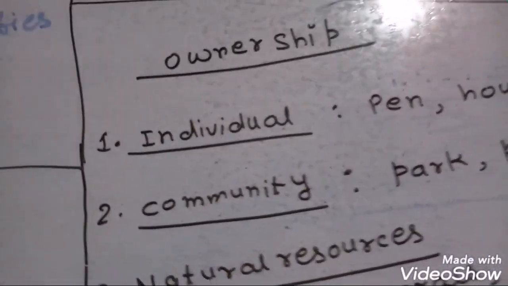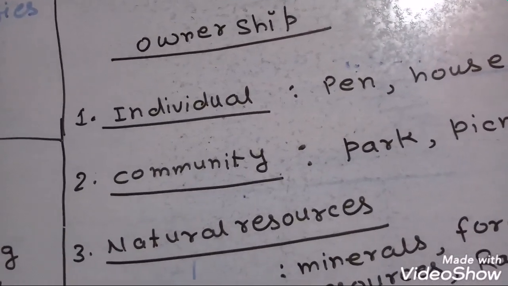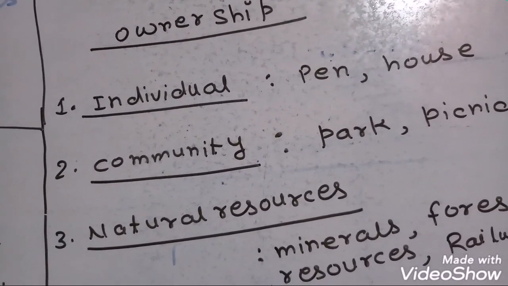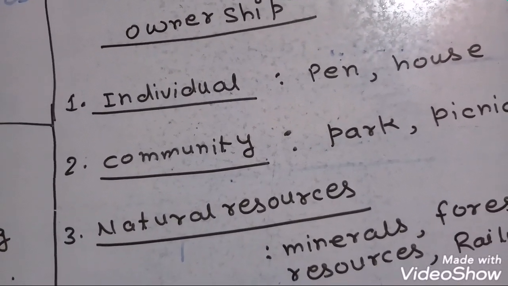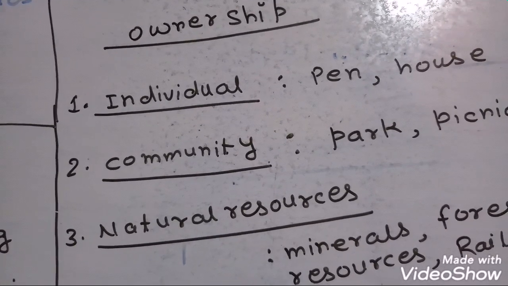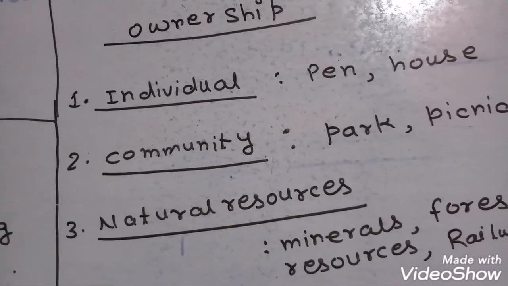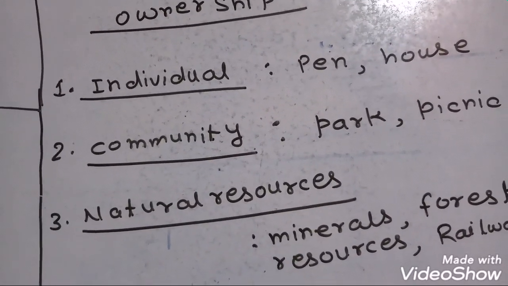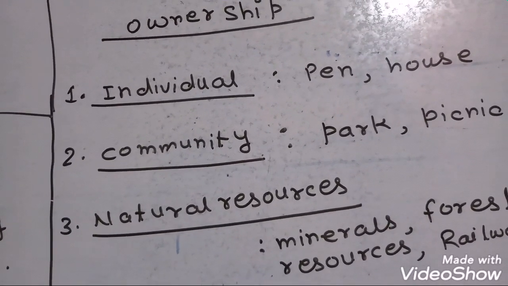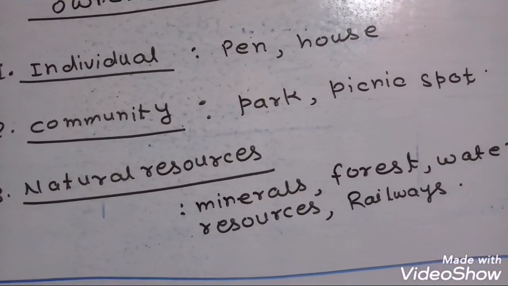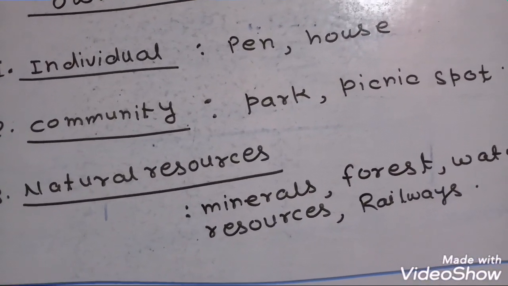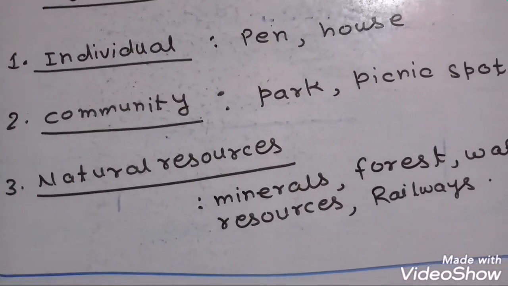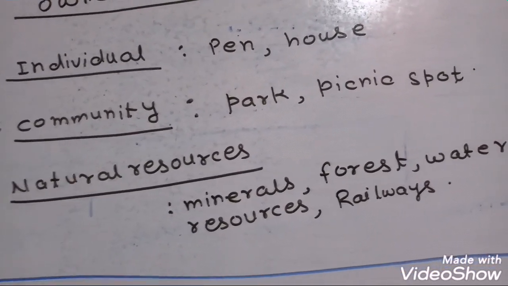Now, on the basis of ownership, it can be divided. First, individual resources, on which there is control of a particular person. It is called individual resources. For example, we live in our particular house and there is total control of ourselves. Community resources: there are certain places where surrounding people utilize them. For example, park, picnic spot, etc.